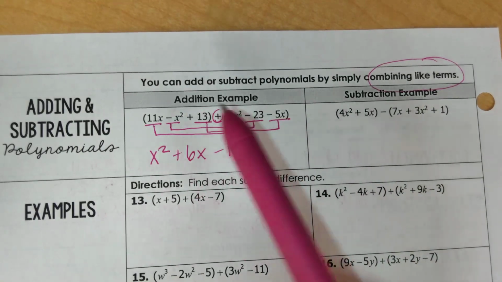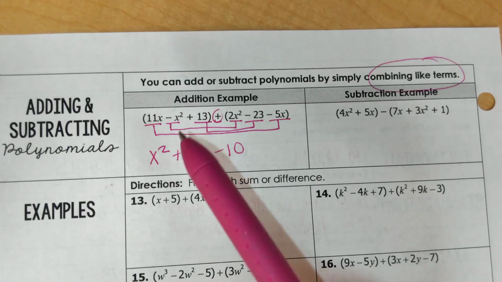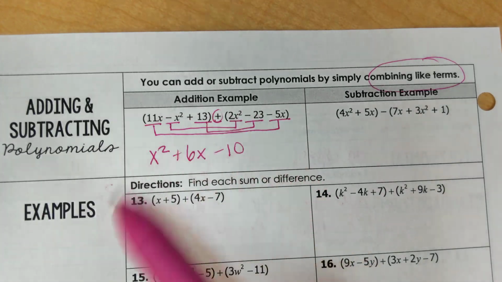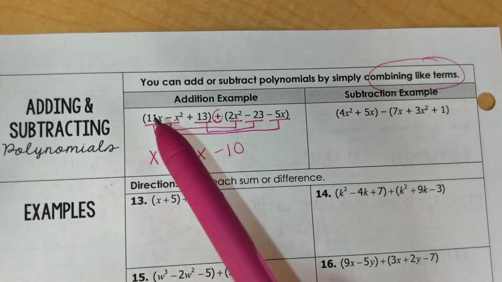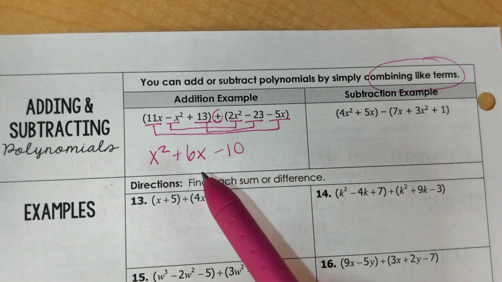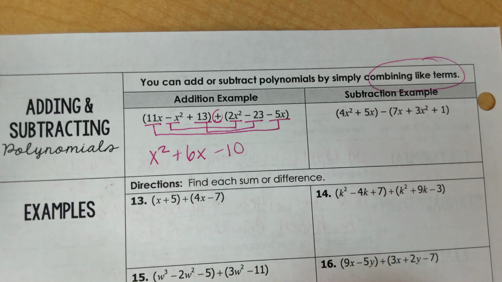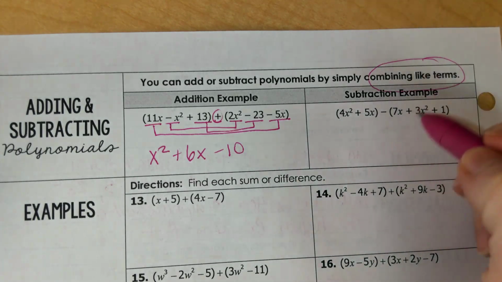Okay, and notice I went ahead and just started with the highest exponent and worked my way down so that my answers would already be in standard form. But if you didn't, if you started here with 11x and went from there, you would just need to rearrange this into standard form. Okay, all right, subtraction here.